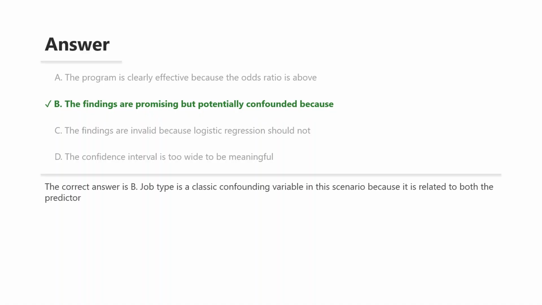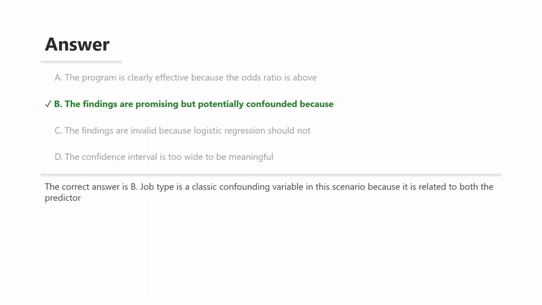The correct answer is B. Job type is a classic confounding variable in this scenario because it is related to both the predictor, which is program participation, since desk workers were more likely to volunteer, and the outcome, which is weight loss, since sedentary workers may have different baseline activity levels and weight change patterns. Without adjusting for this confounder, the odds ratio of 1.85 may overestimate or underestimate the true program effect.